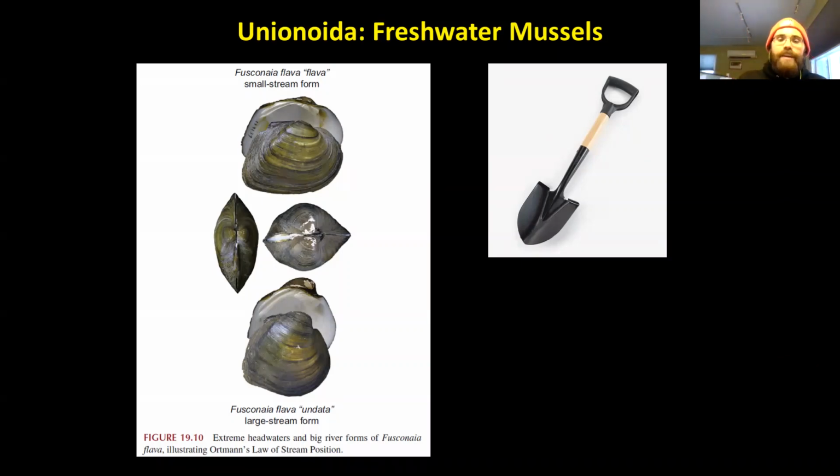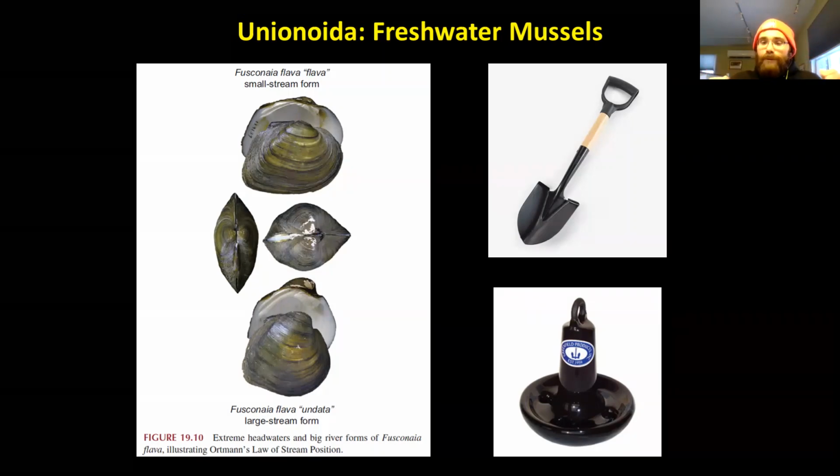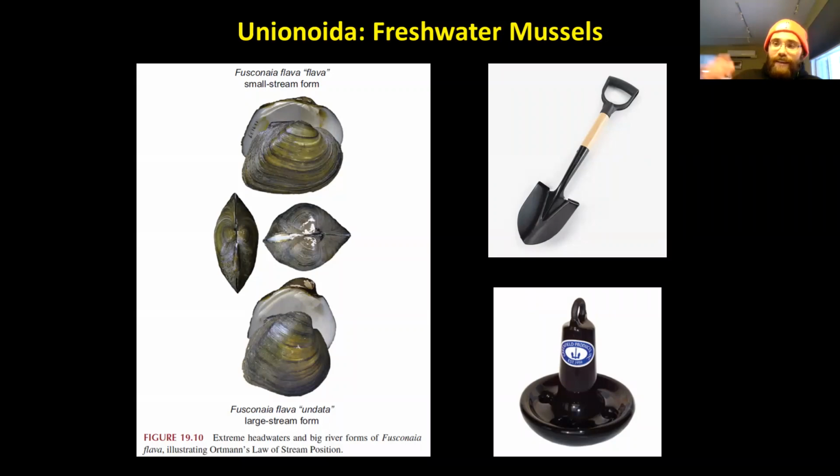Now, in a larger stream, this species looks completely different. It looks big and bulky and inflated, and it takes the appearance of an anchor. The reason for this is that in a big, large stream, you have stronger currents running up against your body, and you have large rocks that could potentially shift around and hit you. So you want to be big, bulky, protecting yourself and anchoring yourself down to the bottom.